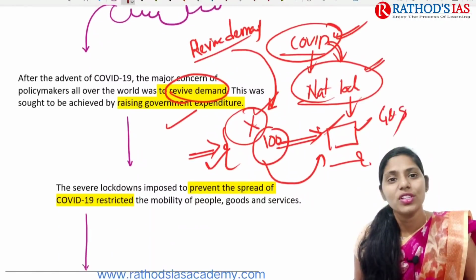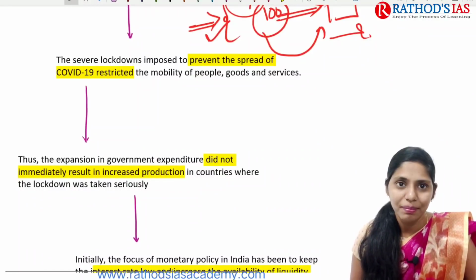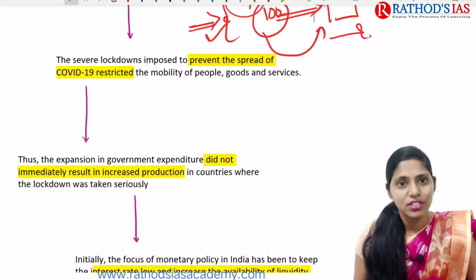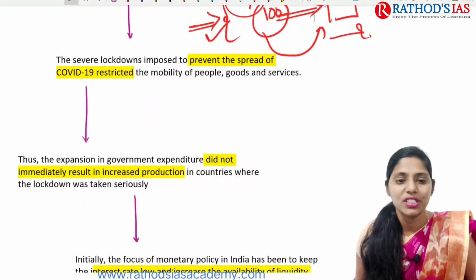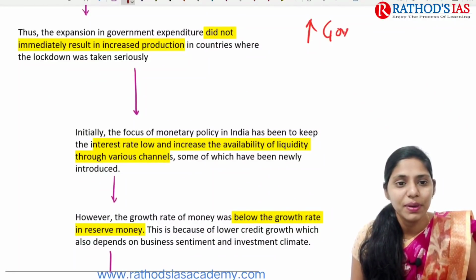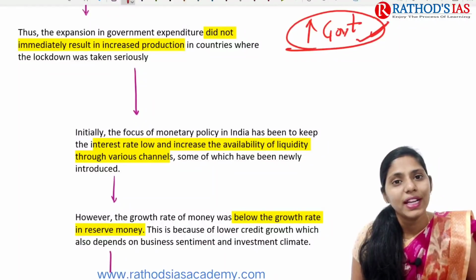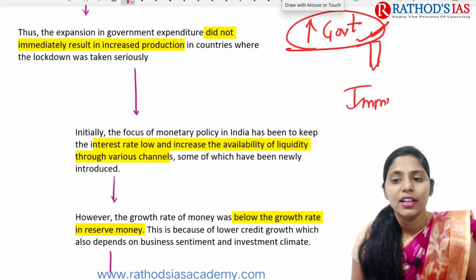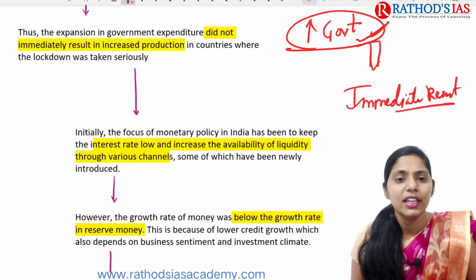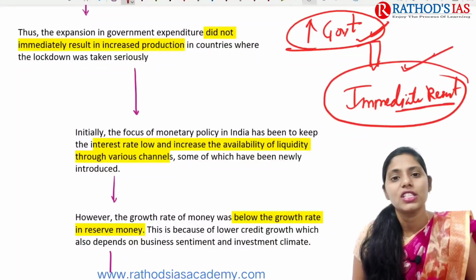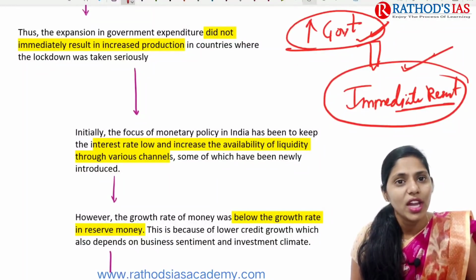And because of the severe lockdowns due to the COVID-19 pandemic, which imposed restrictions on the mobility of goods and services as well, even though government expenditure had increased on one hand, it does not have any immediate result in increased production in the countries where lockdown has been taken very seriously.